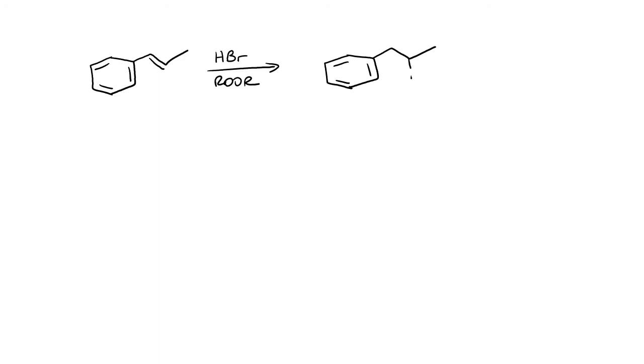Lastly, we could do the anti-Markovnikov addition of HBr to the same alkene by adding peroxides to our reaction. Now again, this is going to be anti-Markovnikov, so we're going to get the bromine on the least substituted carbon, or the least stable carbon, and the H will go on the most stable carbon. Now, if you go through the mechanism of this reaction as it's shown in Chapter 10, you'll see that the radical is going to form at this benzylic position, which is why we get this particular regiochemistry.